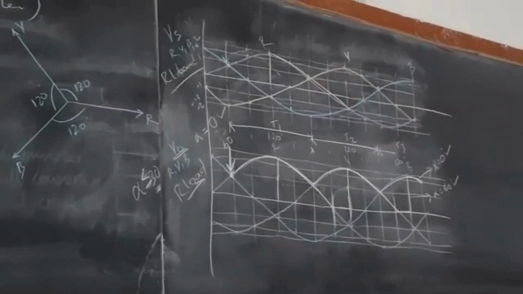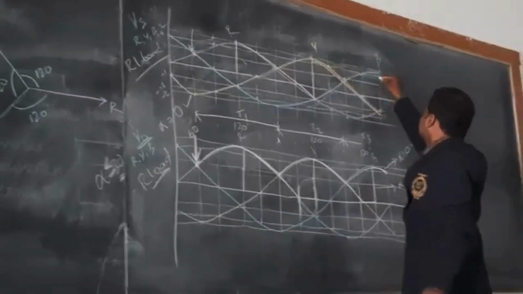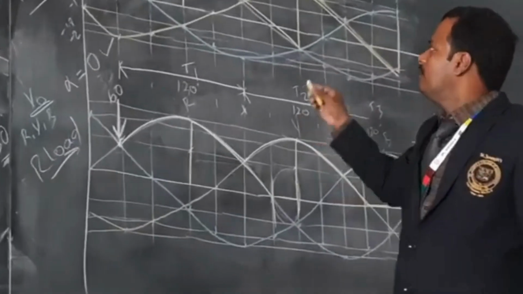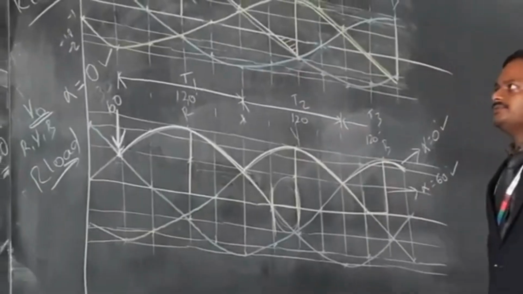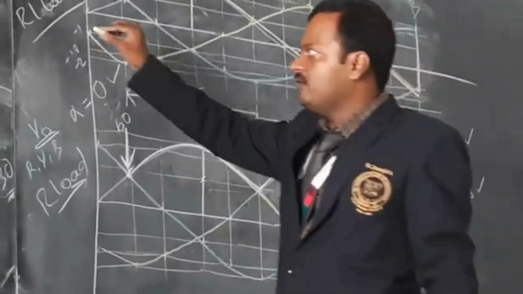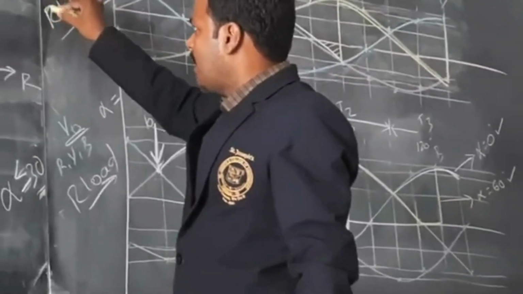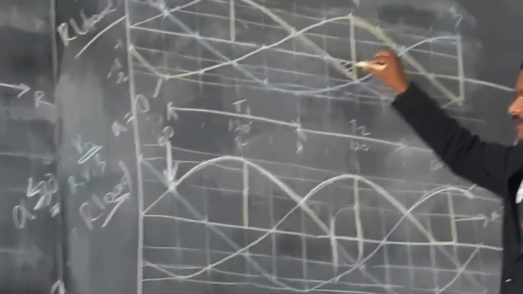Okay. It's an RL load. We are getting an output voltage like this. Okay. We are getting the output voltage in the negative also. Okay. In this RL load, we are getting an output voltage in the negative direction also.